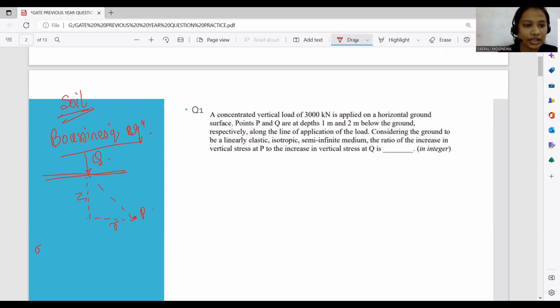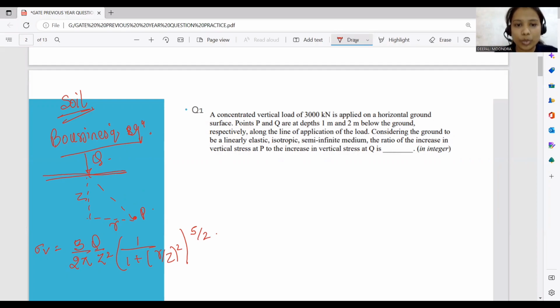Now how do we find the vertical stress? It is nothing but 3 upon 2 pi, Q by Z square, times 1 upon (1 plus (R by Z) whole square) to the power 5 by 2. Okay, so this is the equation.